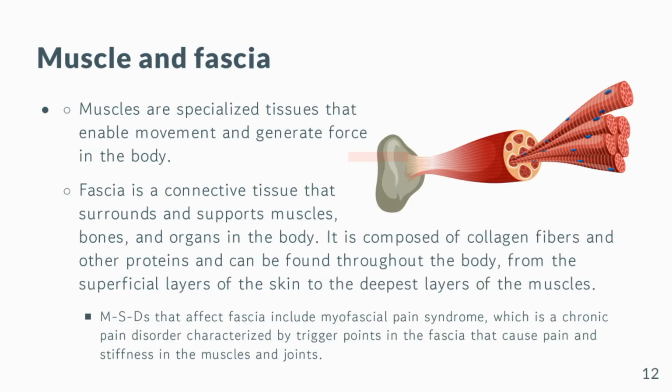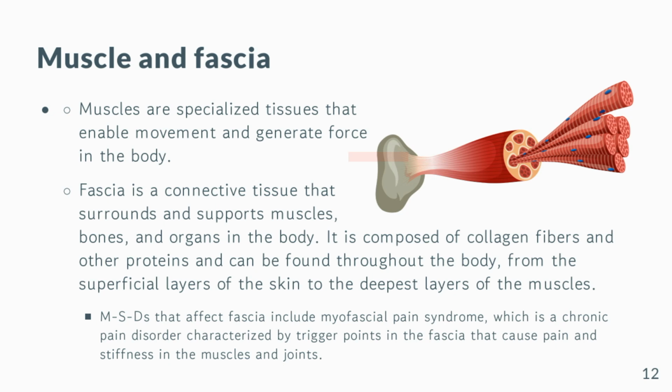Muscles. Muscles are specialized tissues that enable movement and generate force in the body. They are composed of muscle fibers that are bundled together and surrounded by connective tissue. Muscles are attached to bones by tendons, and when they contract, they pull on the bone, causing movement. Fascia. Fascia is a connective tissue that surrounds and supports muscles, bones, and organs in the body.